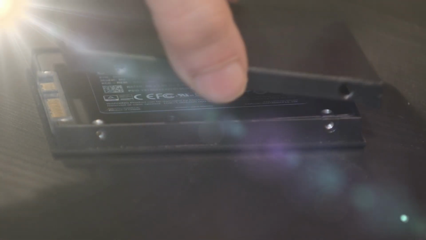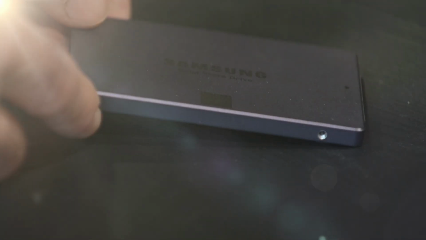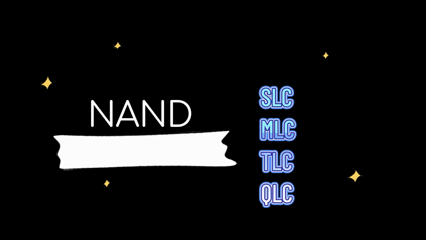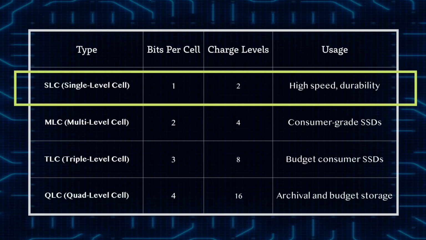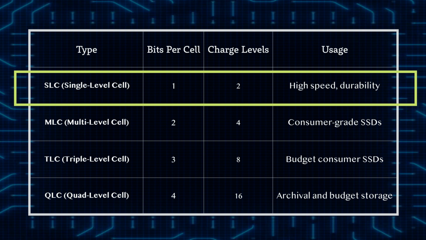Thus, if you eyeball a cheap SSD with the same capacity as a more expensive SSD, then check the specifications, as you might be up for a surprise. And here is why. NAND chips come as SLC, MLC, TLC, and QLC. Well, that's a mouthful. The SLC, or single-level cell, stores 1 bit per cell and has 2 charge levels, and is typically used for high-speed and durability applications.